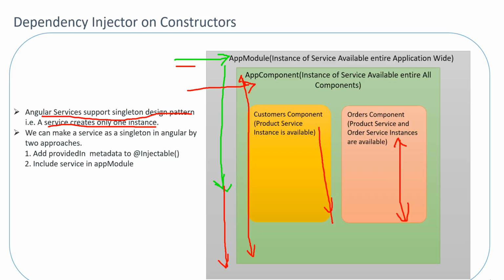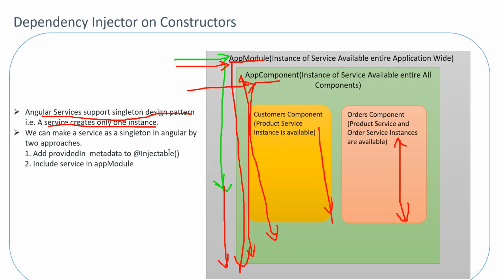Suppose you provide one instance into the app module, the same instance should be available in the entire application. If you provide the instance into the app module, that instance should be provided to the entire app. That is the singleton design pattern. What is the meaning of singleton design pattern? In the sense, a service creates its instance only once.